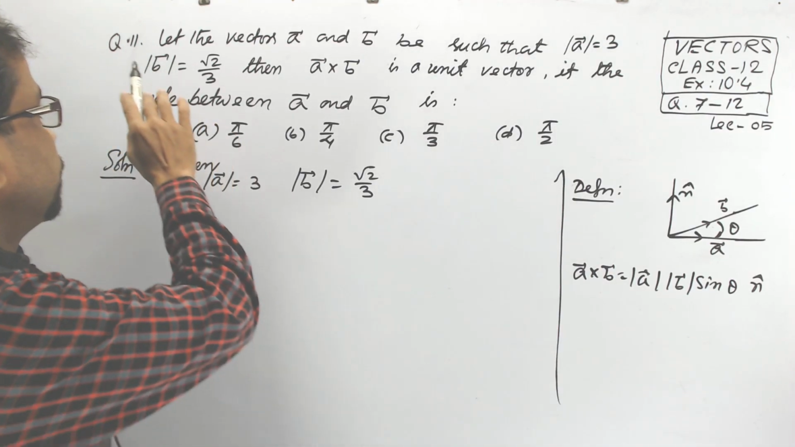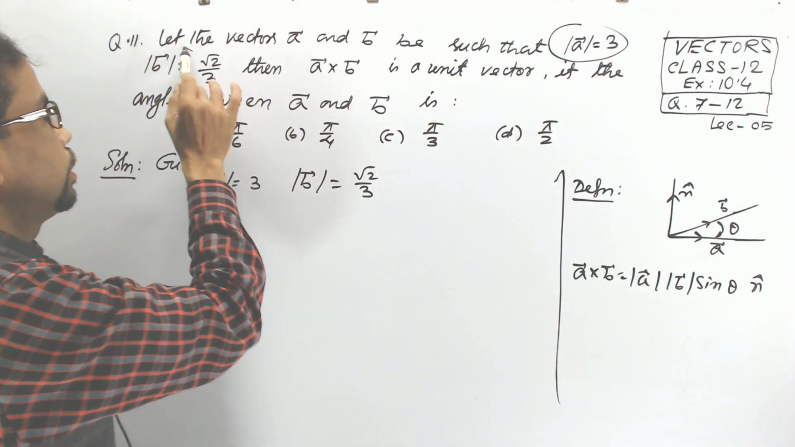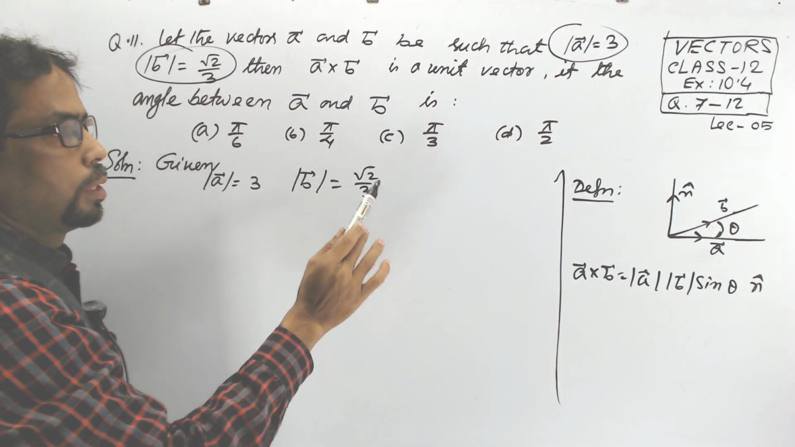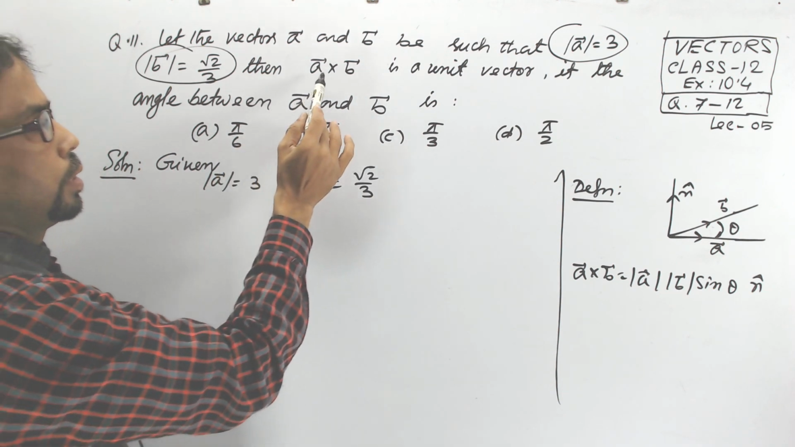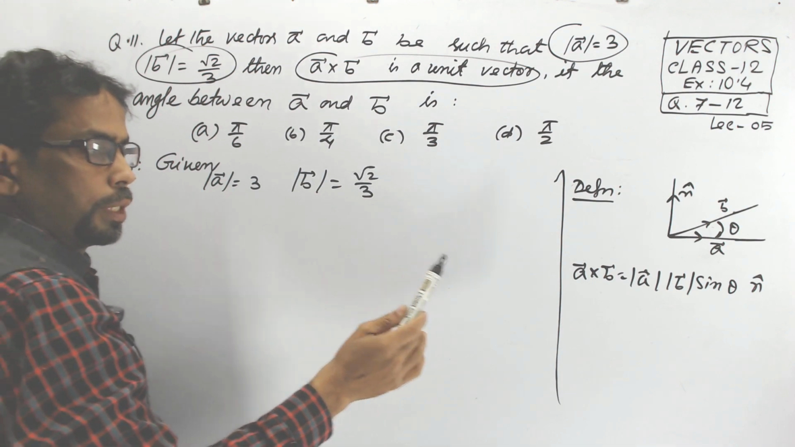Question number 11. Two vectors A and B in which their magnitudes are given, and it is said that A cross B is a unit vector, then what will be the angle between the vectors A and B? It is like this here.